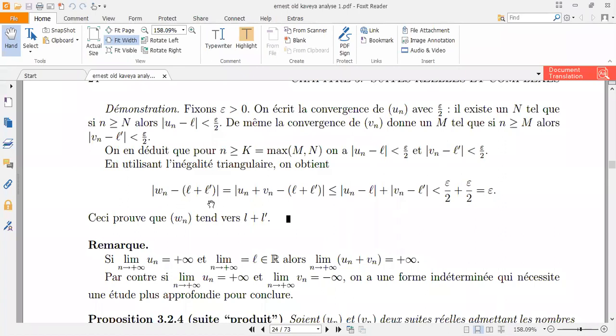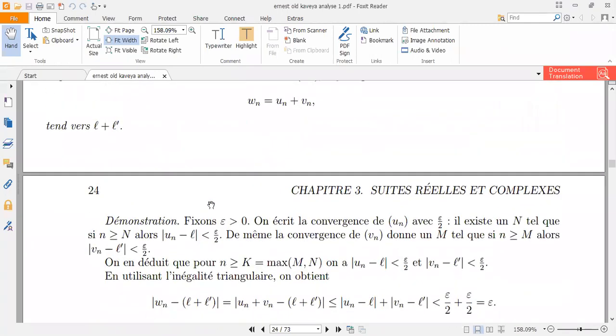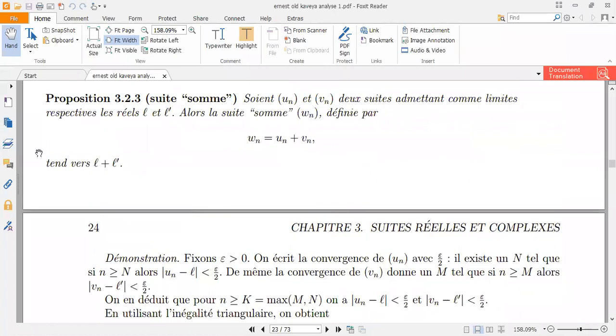This here represents the limits. And when you look at what it says, when you add the Un plus the Vn, this whole sum here, the limits are going to be heading towards L plus L prime.